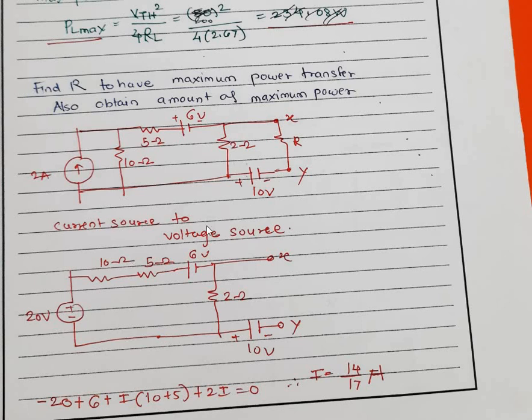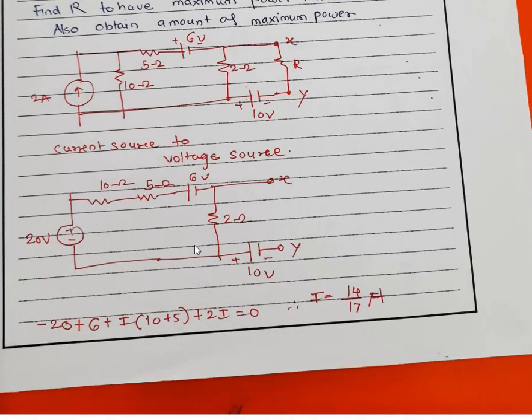Okay. Now let us convert the current source to a voltage source, 2 ampere and 10 ohm. So 2 into 10, that is a 20 volt voltage source in series with 10 ohm. This is 5 ohm in series with this 6 volt battery. This is 2 ohm, and here it is 10 volt.